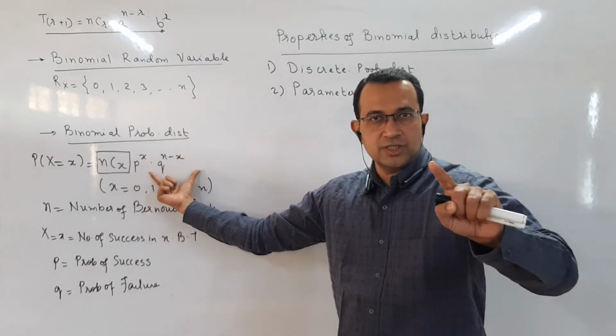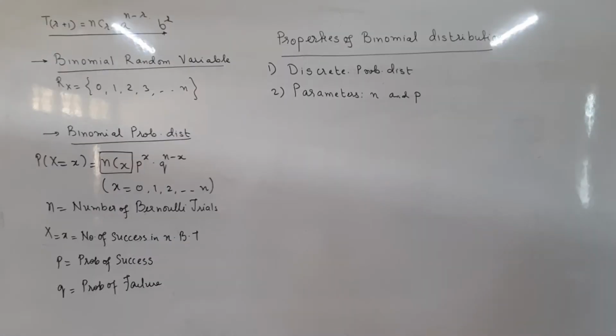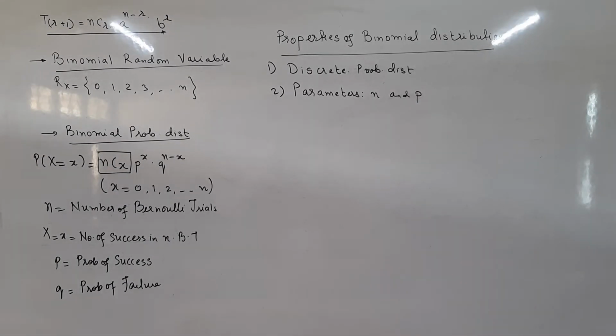First explanation: this value changes from binomial distribution to distribution. So a binomial distribution is uniquely characterized by n and p, and the values of n and p, students, vary from distribution to distribution. So this is the second property.